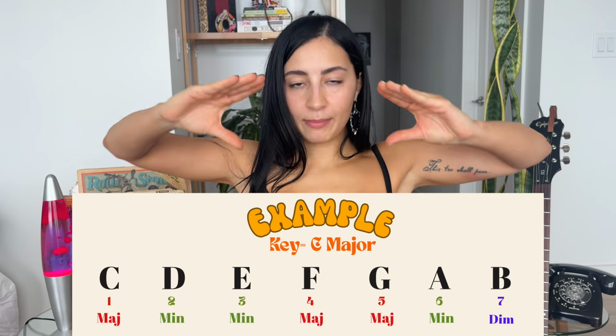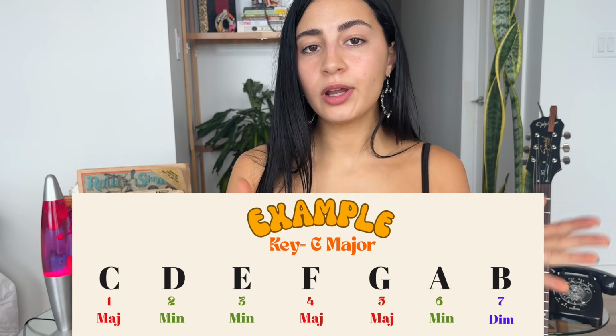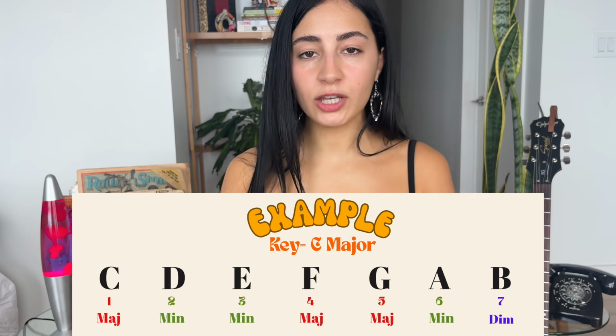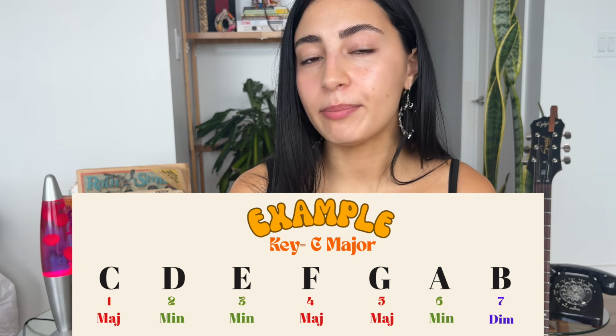So if we look at the C major key, for example, the 1 chord, which is built on the C note, would be C major, the 2 would be D minor, the 3 would be E minor, the 4 would be F major, 5 would be G major, 6 would be A minor, and 7 would be B diminished. And just like that, each mode has its own set of diatonic chords also.